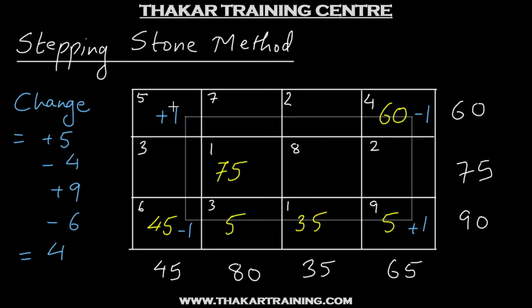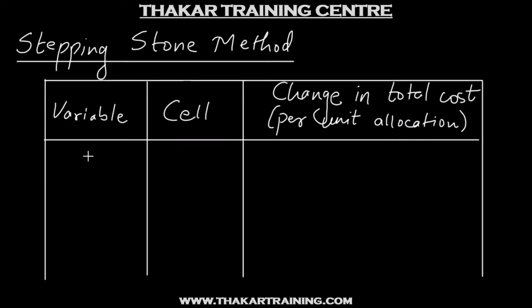So this means that for every unit that is allocated to this cell, the total transportation cost will go up by 4. So since allocation to this cell means an increase in the total transportation cost, it is not beneficial to add any units to this cell. So we can prepare a small table where we can list down all the changes.